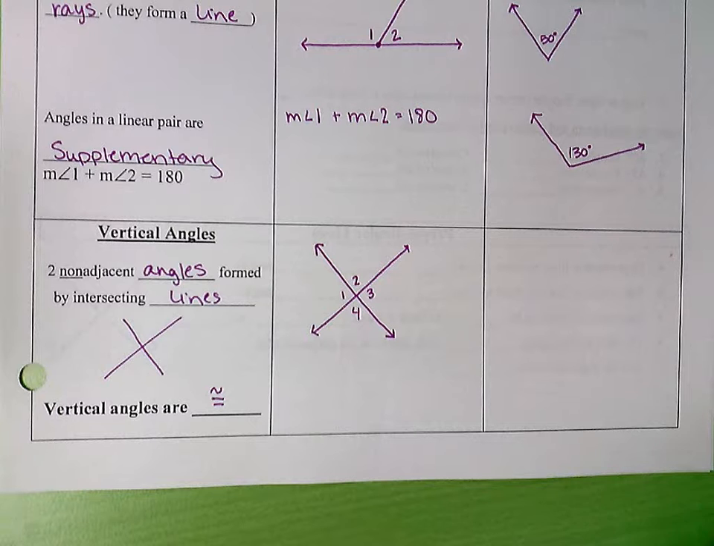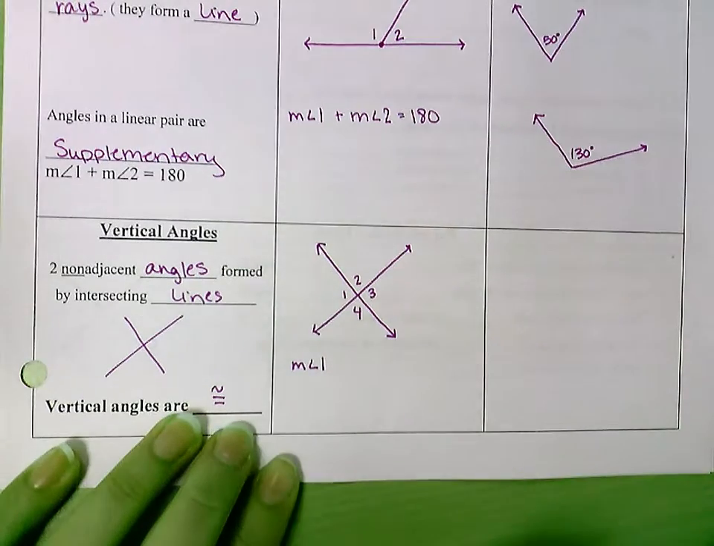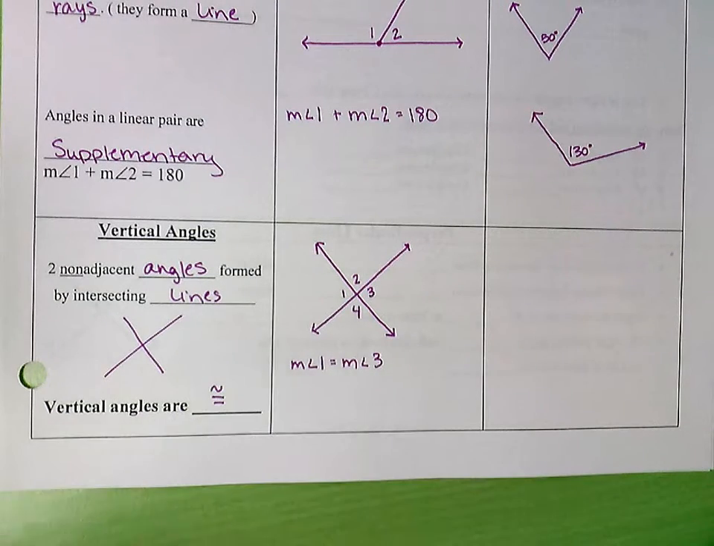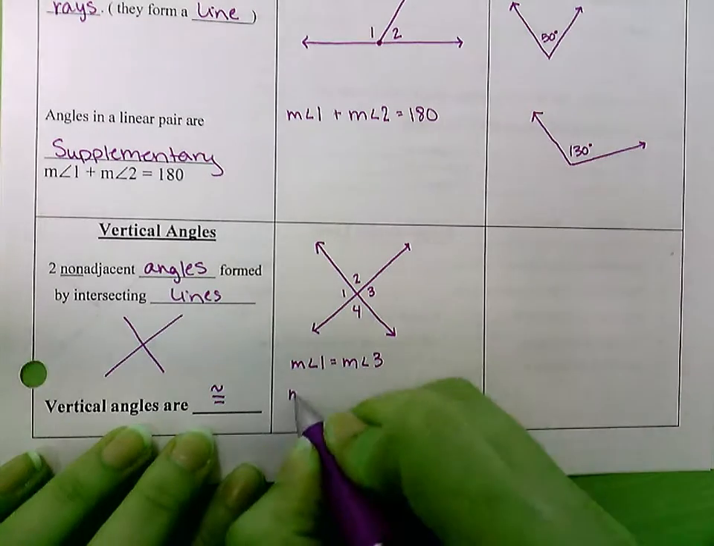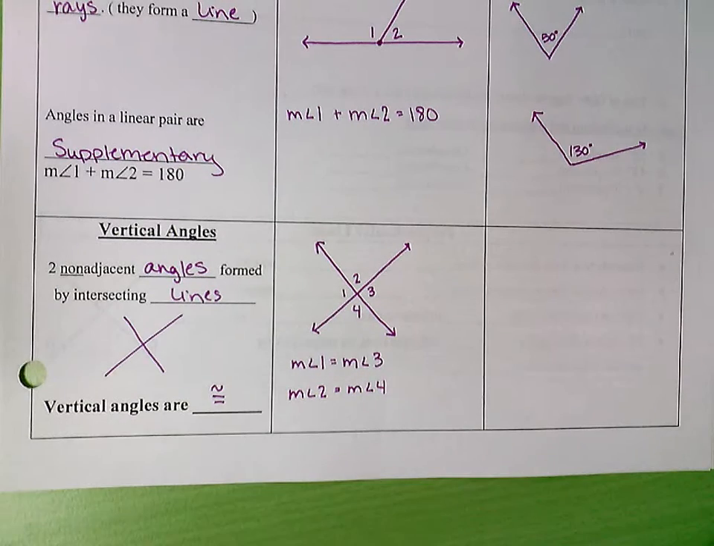Now vertical angles are the angles across from each other. So I could say the measure of angle 1 is equal to the measure of angle 3. So 1 and 3 are going to be the same. 1 and 3 are congruent to each other. They're across from each other. Same thing with 2 and 4. The measure of angle 2 will be equal to the measure of angle 4. So angles across from each other, those are your vertical angles, and they're always congruent to each other.